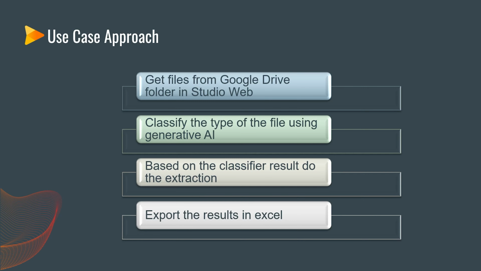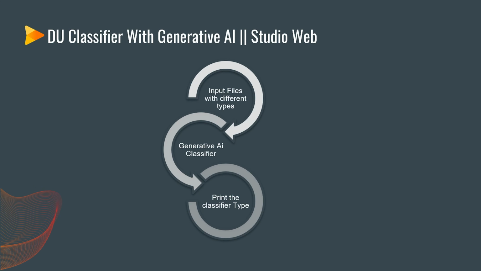This will be the use case, and we will see a quick demo on how to customize the classifier with generative AI. The classifier might take any type of file, and then it will decide and tell us whether it is an invoice or a payslip, and then we'll see a demo of this in Studio Web.